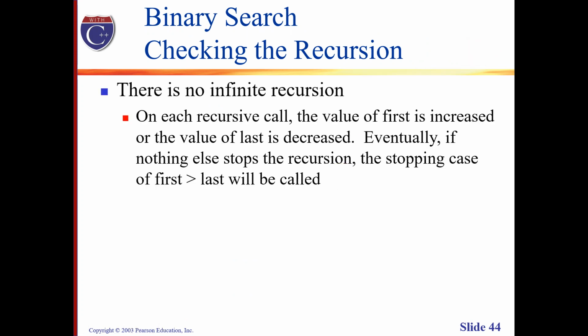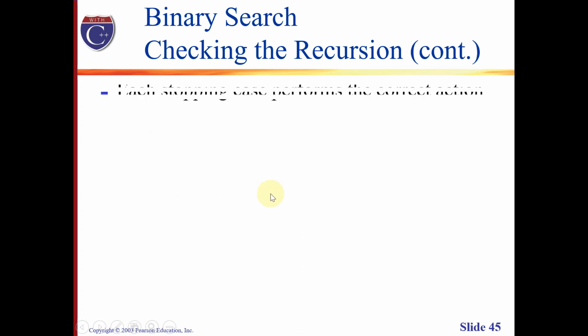And of course, we also need to check how our recursion for this particular example works. We must take note that there should be no infinite recursion, otherwise our program won't work. On each recursive call, the value of first is increased or the value of last is decreased. Eventually, if nothing else stops the recursion, the stopping case of first greater than last will be called. Each stopping case performs the correct action.